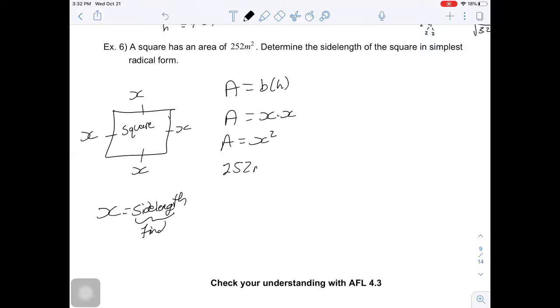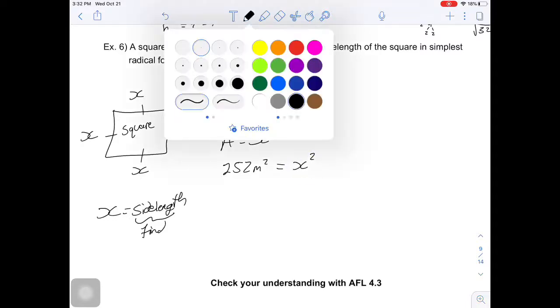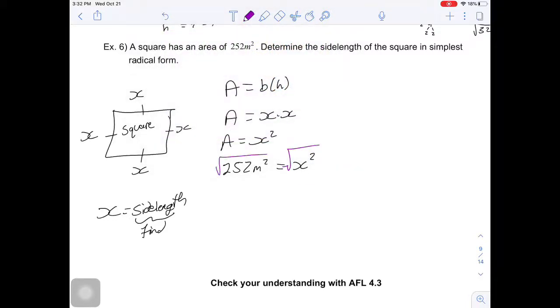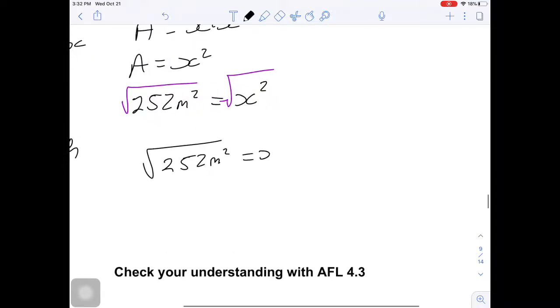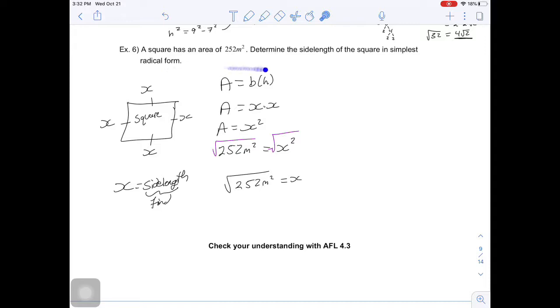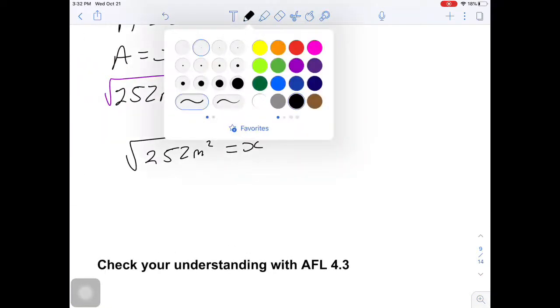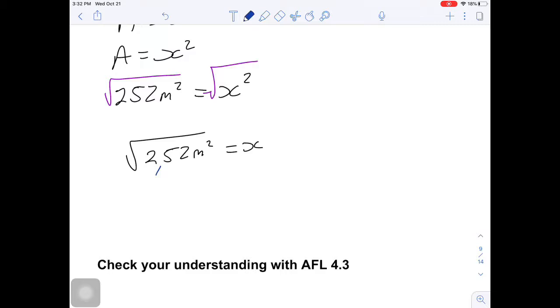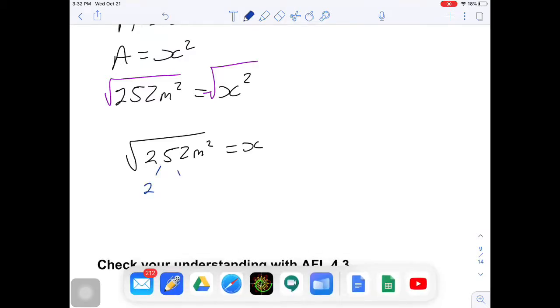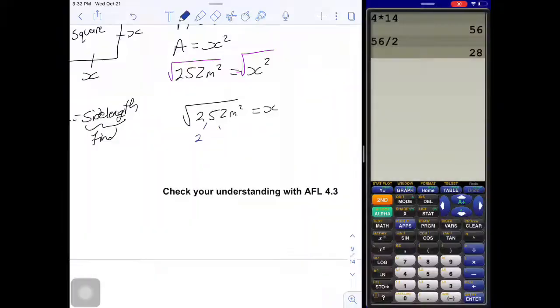So here we get 252 meters squared equals x squared. In order to solve for x here, we have to square root both sides. So this will be the square root of 252 meters squared equals x. Now again, we can't just simply plug this into our calculator because it wants the simplest radical form. So here we're going to have to prime factorize. So let's break this down. I'm going to divide this by 2, and let's pull up the calculator and start figuring out what the solution is.